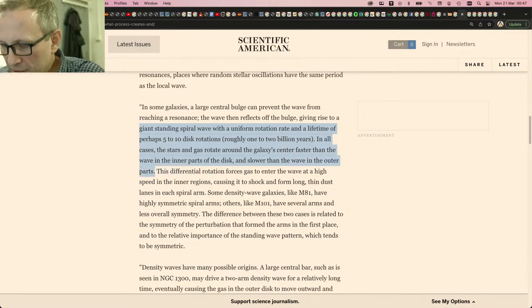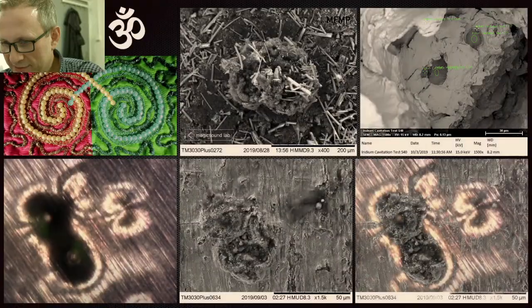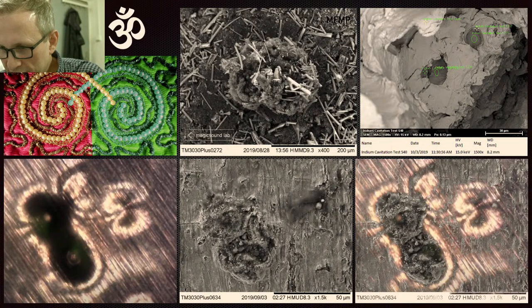So it's a resonance, but it's a spiral resonance, according to this theory. And Bostick said they reflect off each other. They're saying that they reflect off each other.